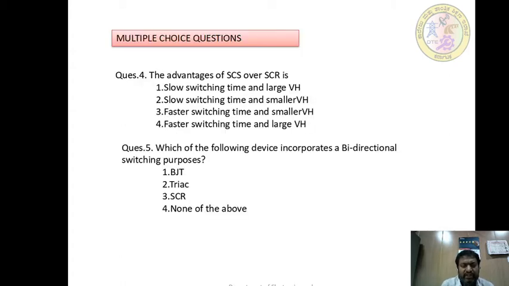Concentrate on some of the interesting multiple choice questions. The advantage of silicon controlled switch over SCR is: slow switching time and large voltage, slow switching time and smaller VH, faster switching time and smaller VH, or faster switching time and large VH.